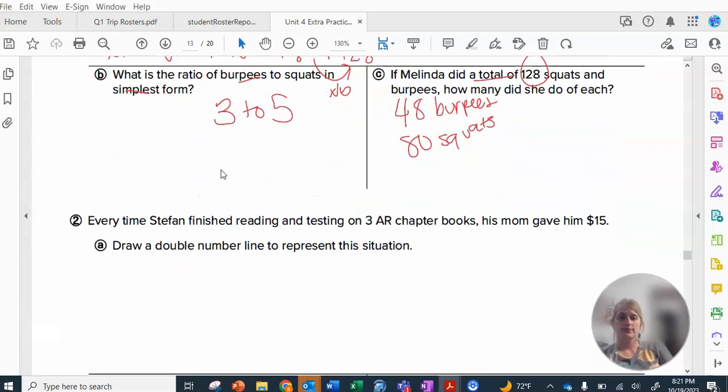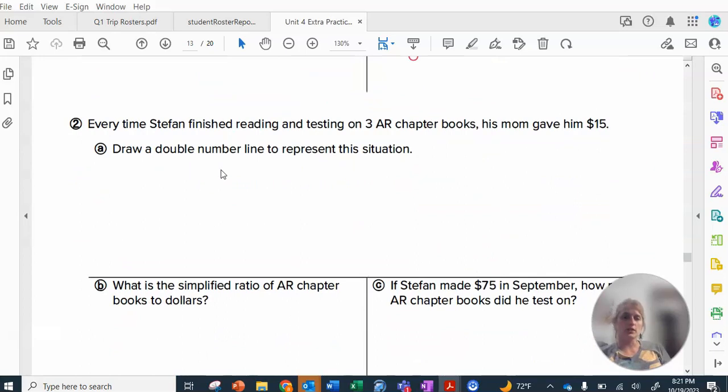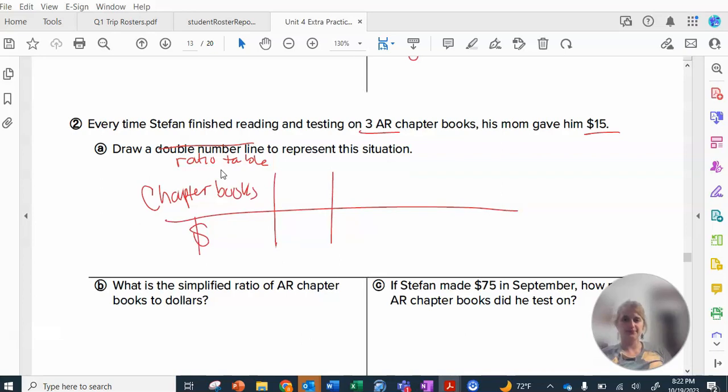Next one. Also not drawing a double number line. We're doing a ratio table. Every time Stefan finished reading and testing on 3 AR chapter books, his mom gave him $15. What the heck? My mom never paid me to do my homework. Well, that's not fair. All right, so we got chapter books. And we have money. We're making a ratio table for them.